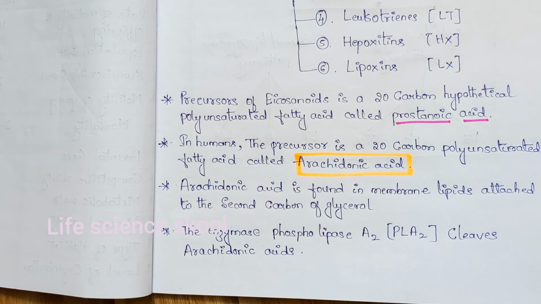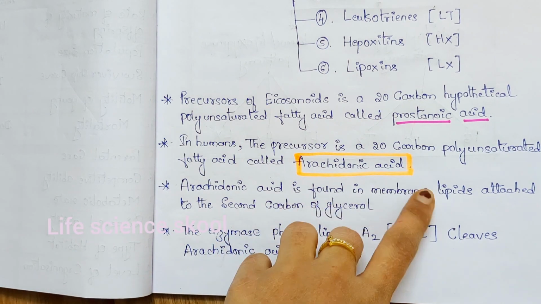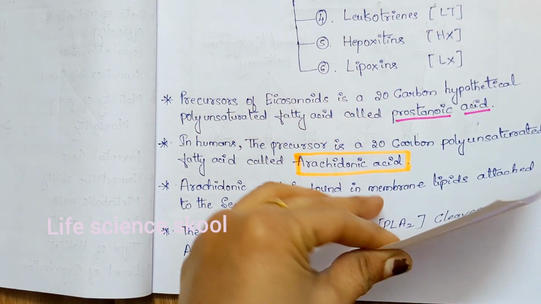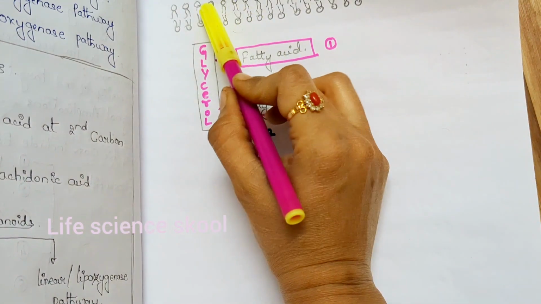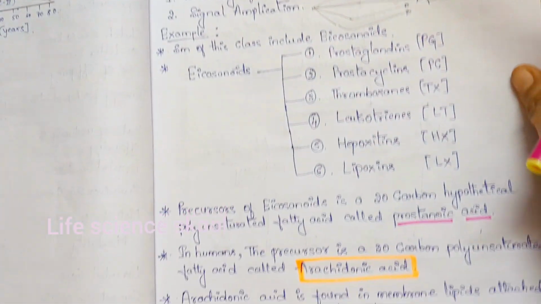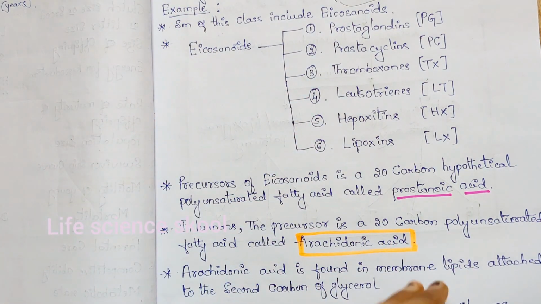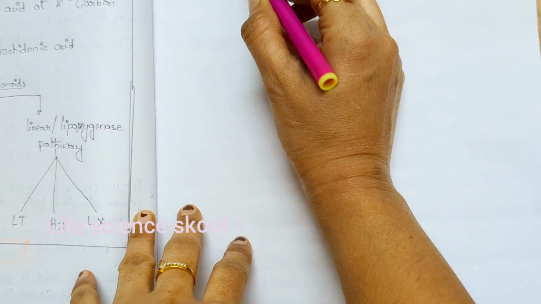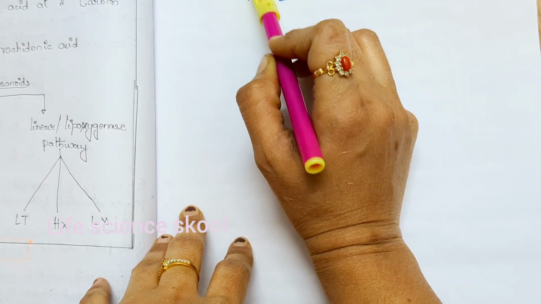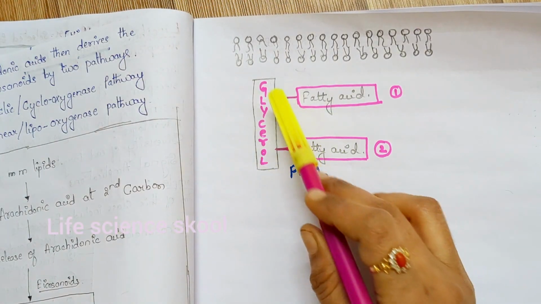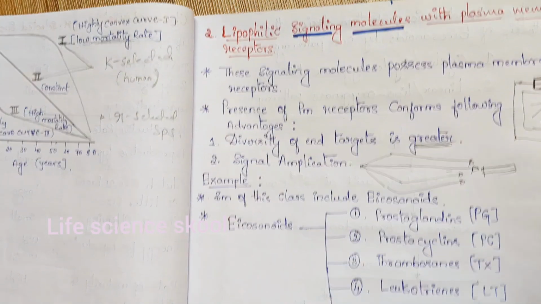Here this arachidonic acid is found in the membrane lipids. It is present in the membrane lipids, attached to the second carbon of the glycerol.